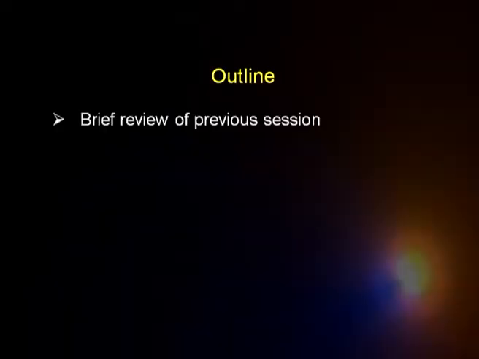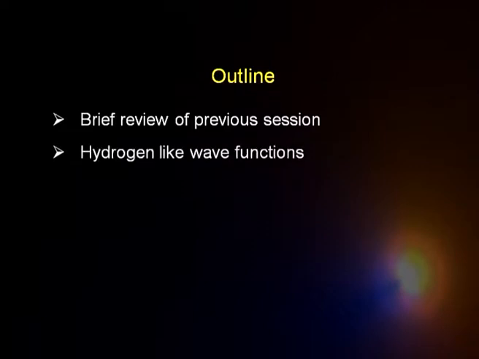We will learn about what the shapes of different orbitals are and why they are as they are. The session is planned as follows. To begin with, we will briefly review what we did in the previous sessions, that is part 1 and part 2. Thereafter, we will look at what the hydrogen-like wave functions are. Thereafter, we come down to the main theme of today's session, that is the shapes of orbitals.